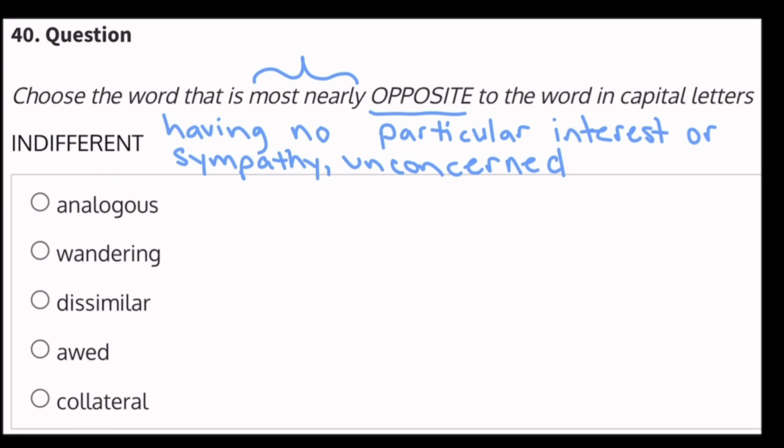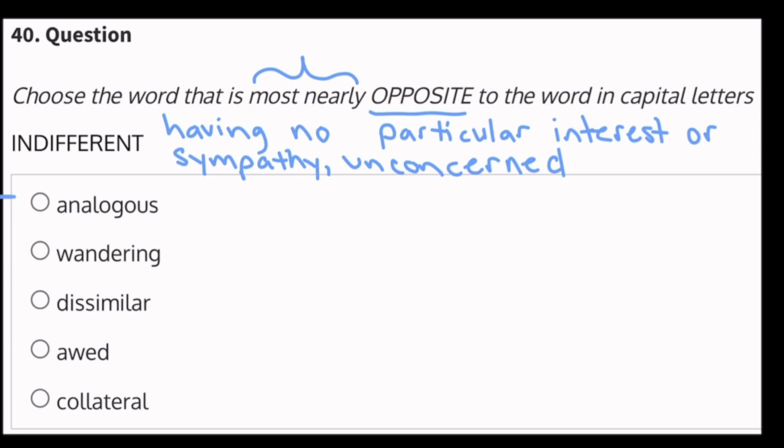So now we'll go ahead and evaluate our answer choices. Our first one is analogous, which means comparable in certain respects. So this could be in some ways opposite in meaning to indifferent, but this word might not be the most complete opposite. So we're going to go ahead and mark this as a maybe for now and come back to it later.